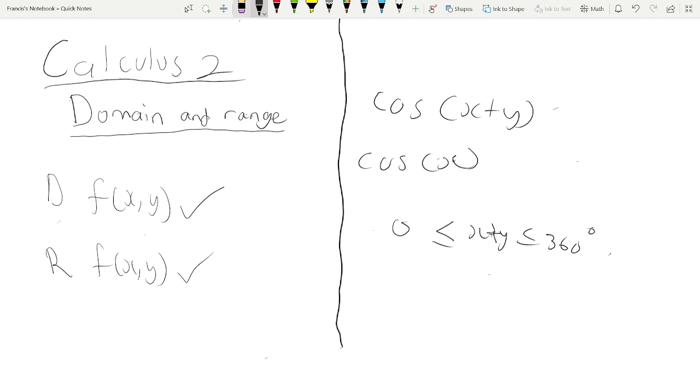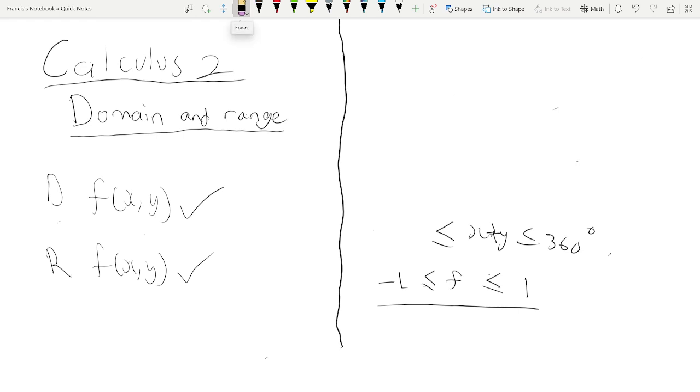And then when we want to find the range, realize that whatever we put in for cos, our values are always going to be from negative 1 to 1. So for our range, our values are going to be from negative 1 less than or equal to the function less than or equal to 1. So this is going to be the range for cos.